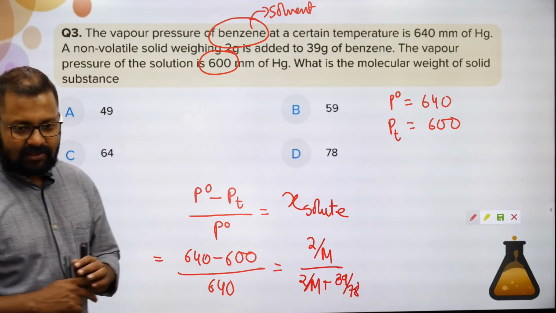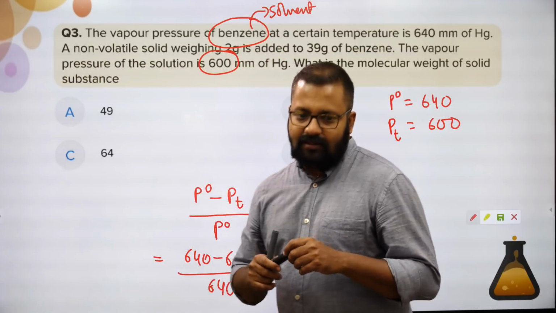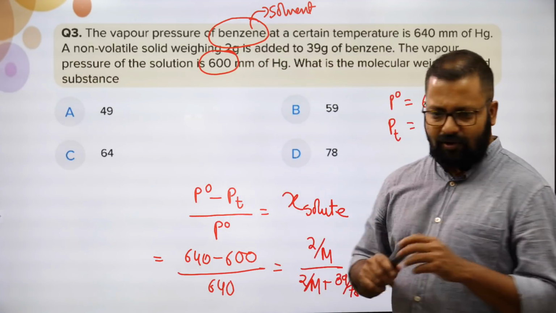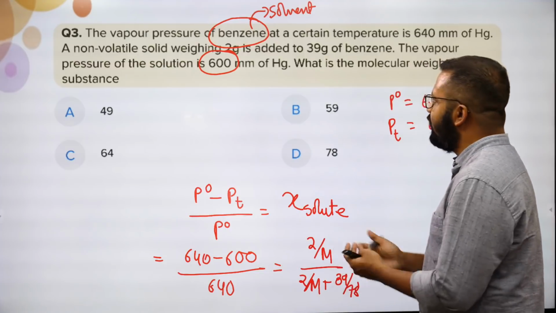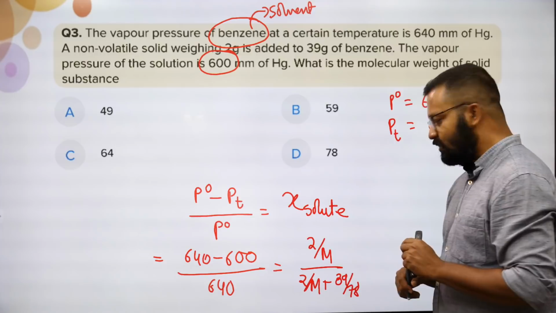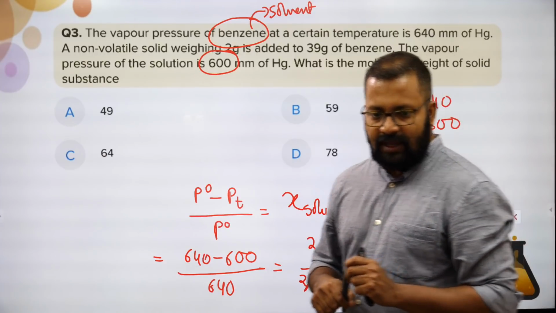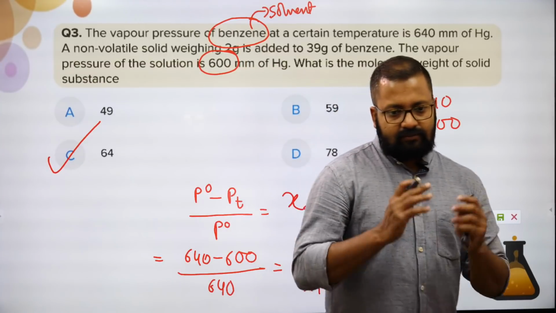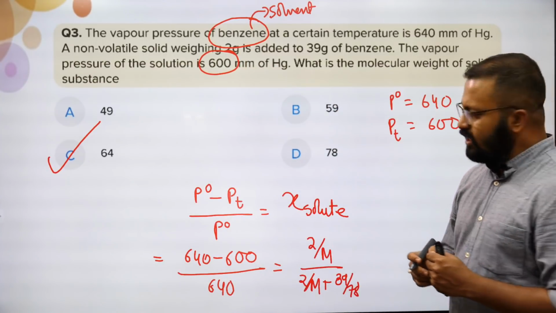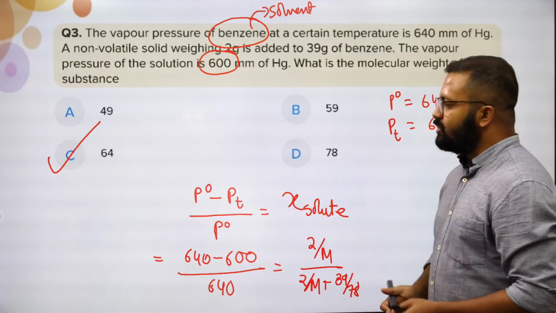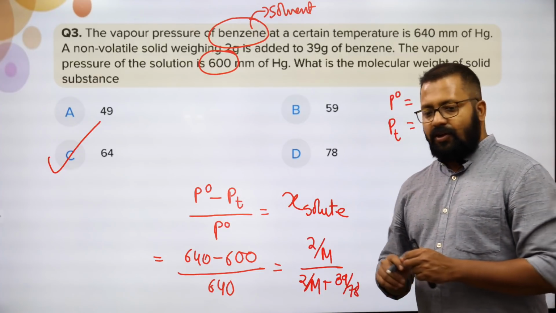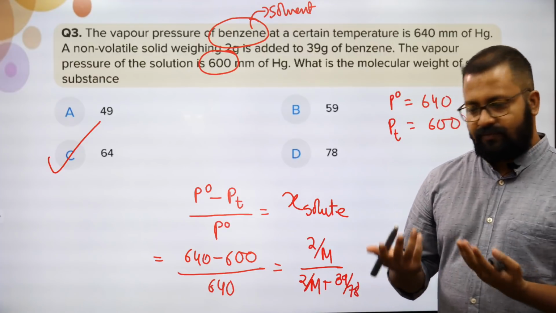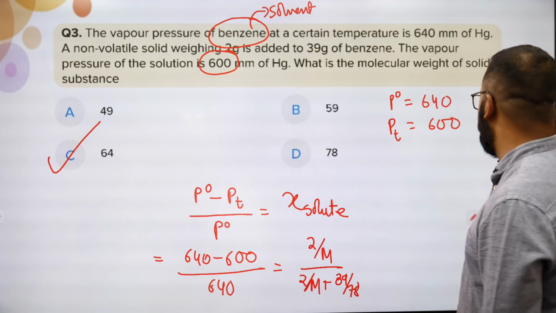So the right answer is, what are you getting as the right answer? I don't have a calculator, or I'm not calculating this. How much answer are you getting? 64 is correct. Aditya Jha, you are getting 60. 60 is not even an option. The right answer should be 64. If everyone is getting 64, let's go with 64 as the right answer.